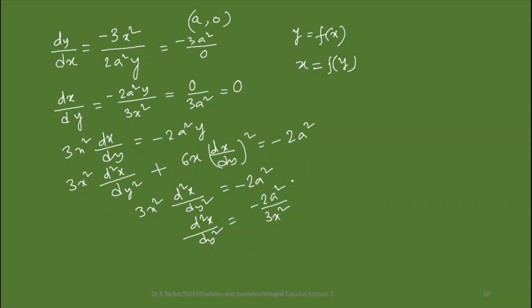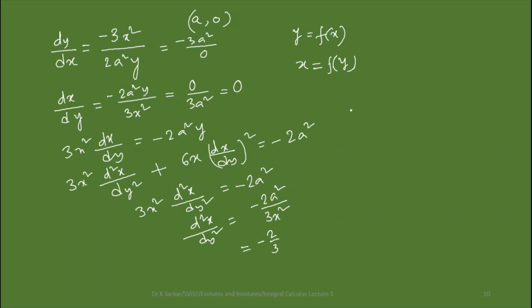and d2x/dy2 as minus 2a square by 3x square. If we put x as a and y as 0, there is no term y. So let us put x as a, then it will be a square and a square will be cancelled. So this is minus 2 by 3.